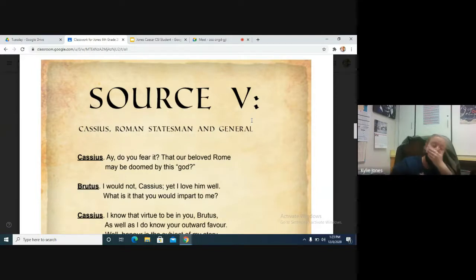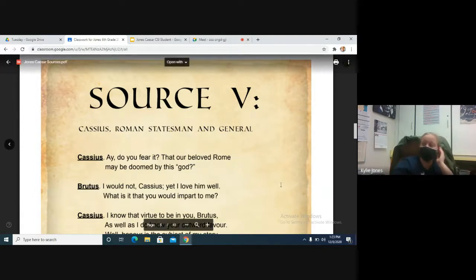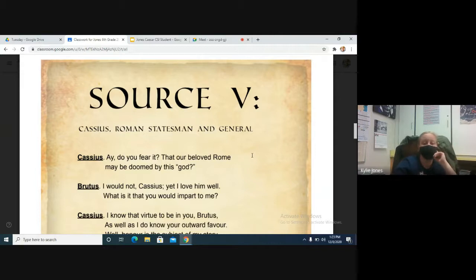Okay, let's read our last one for today. Source number 5, Cassius, a Roman statesman talking to the general Brutus. Cassius says, "Aye, do you fear it, that beloved Rome may be doomed by this god?" Who's the god?